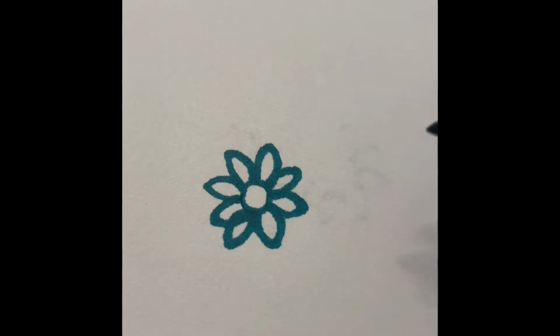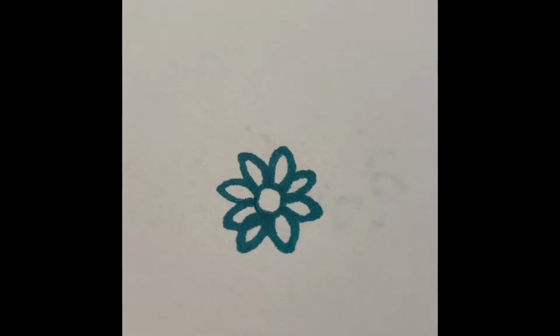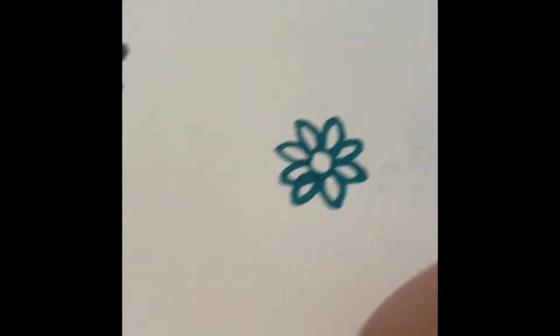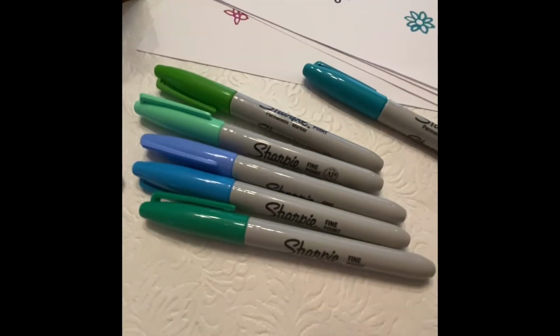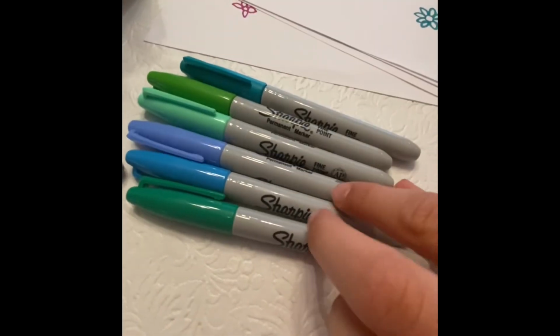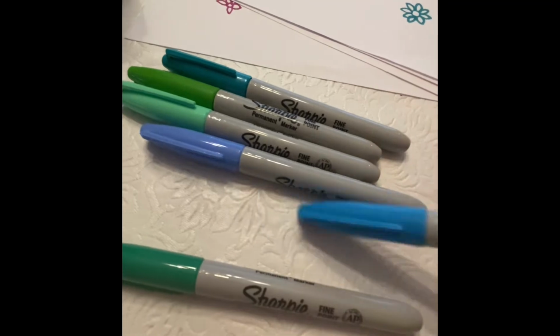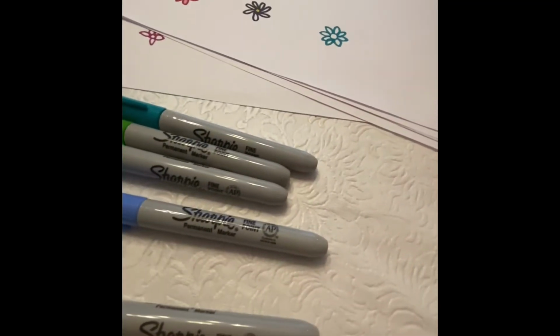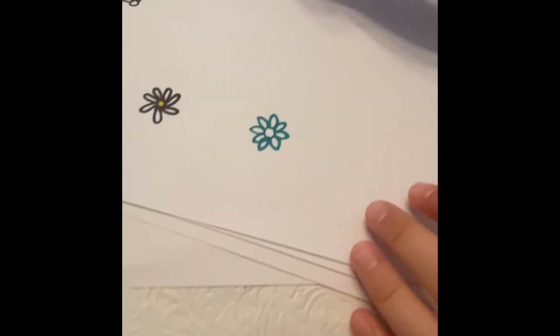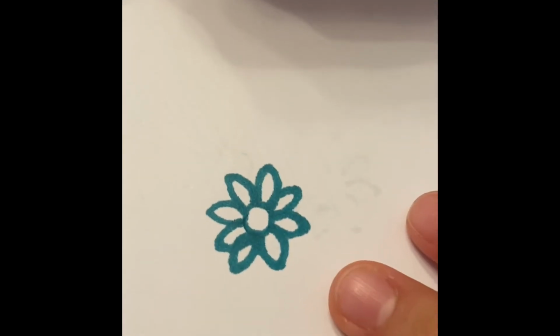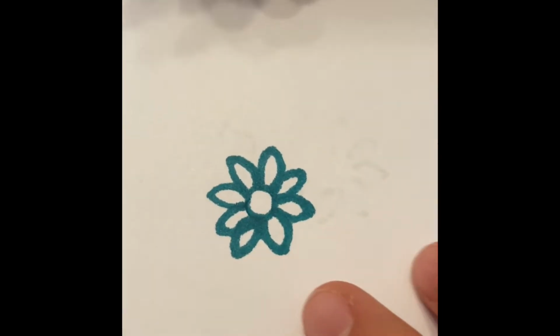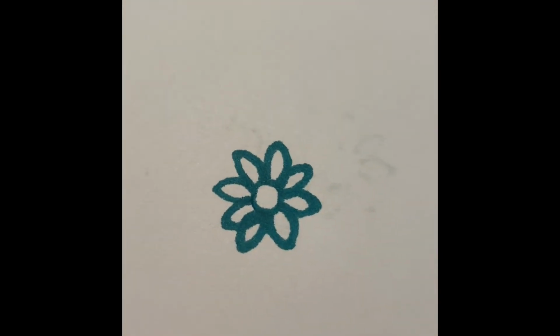Next, once I did that all the way around, I'm going to move on to the next layer. So for this layer, I'm going to be using this color. Pretty. And again, you can use whichever color you would like. And as you can see, mine is not 100% perfect, and that's okay because it's artwork, and that's what makes it unique.